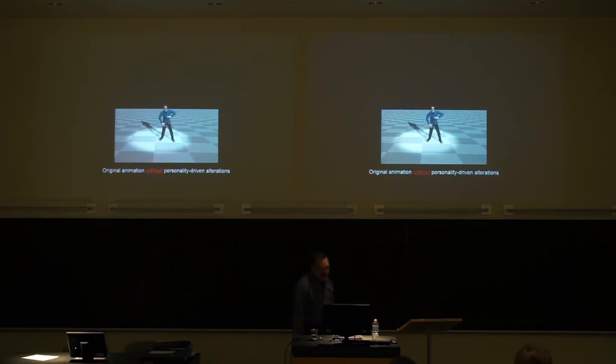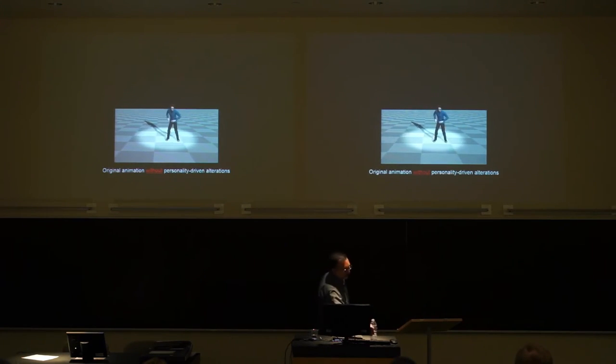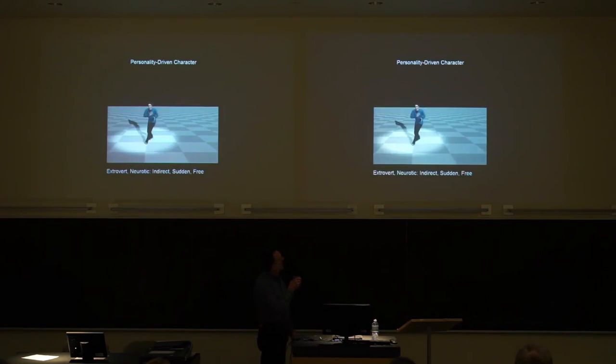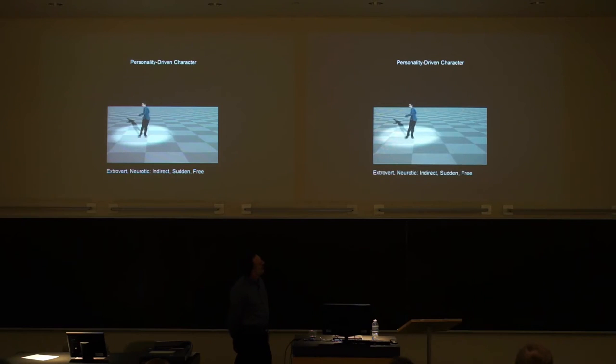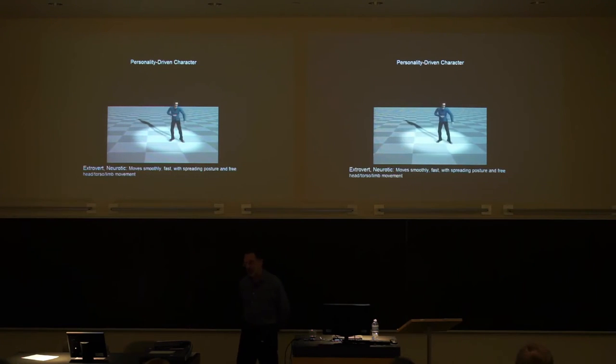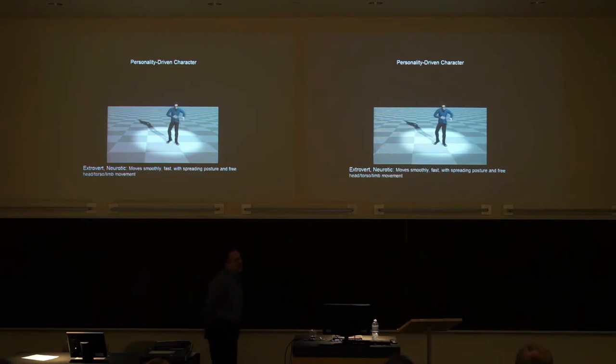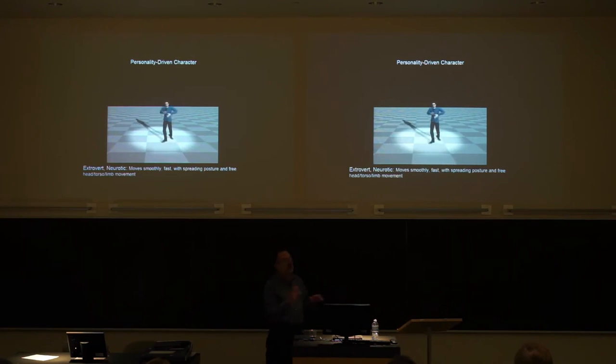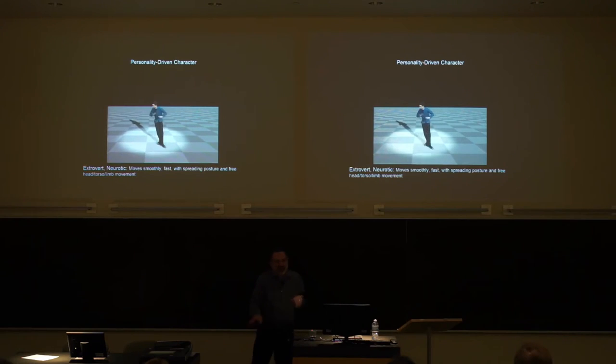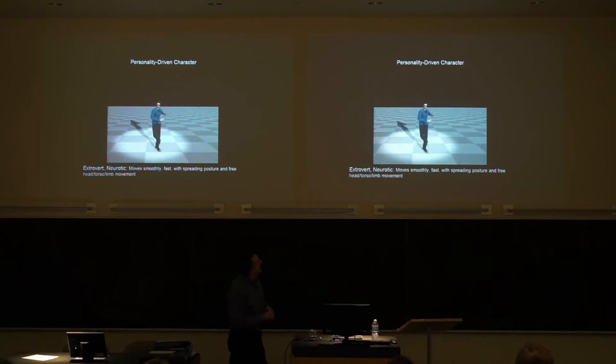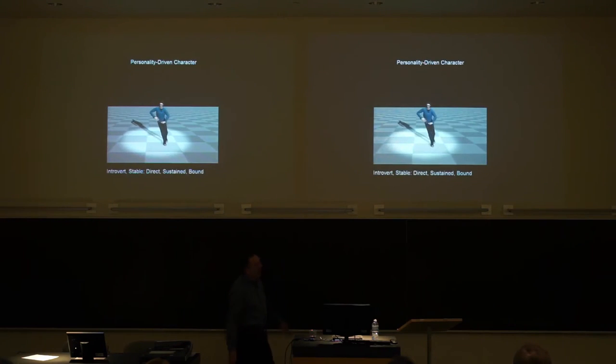So now we can do this for any motion. We took a salsa dance right out of the CMU database, and this is the way it was performed. And now we can modify that. So for the extroverted neurotic, we just add more indirect, sudden, and free movements. Now I don't expect that you're going to say, ah, yes, I see it. If you study this, especially if you look at them side by side, you start to notice that this guy looks a little more jerky, right? And he uses the extroversion, he uses much more space. So they're very subtle things.